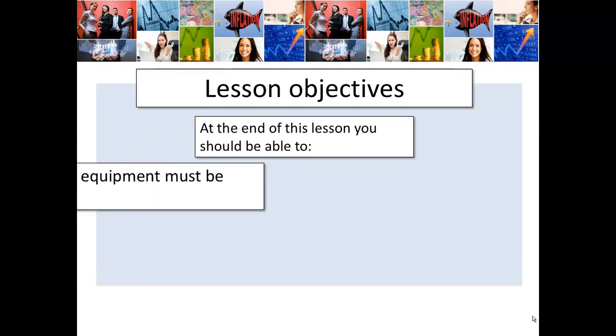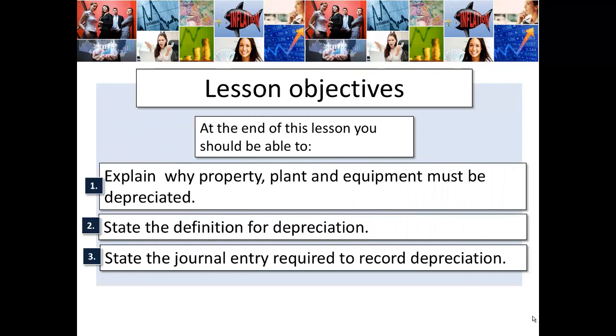Today we start with our second type of balance day adjustment, depreciation. So today the things we want you to pick up: explain why property, plant and equipment must be depreciated. We want to state the definition for depreciation, and then we're going to state the journal entry required to record the depreciation. After that, we're going to move on into how to depreciate.